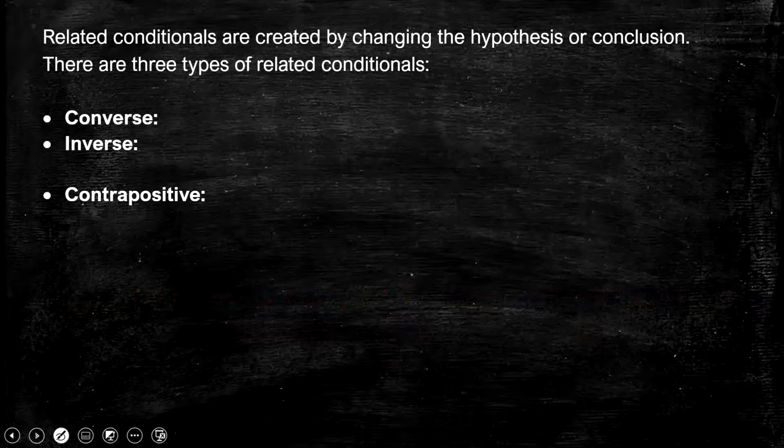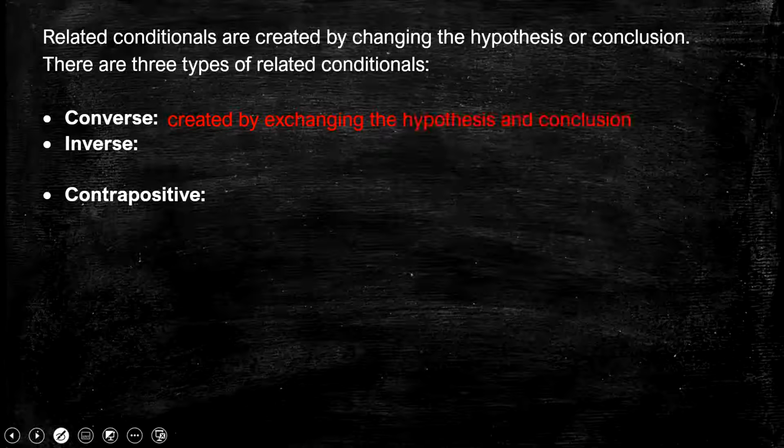So then we have what we call related conditionals. These are created by changing the position of the hypothesis and the conclusion, and negating them. So we'll see them as we go forward. There are three types: the converse, the inverse, and the contrapositive. You're going to need to know what these are. You're going to need to intuitively understand what they are.